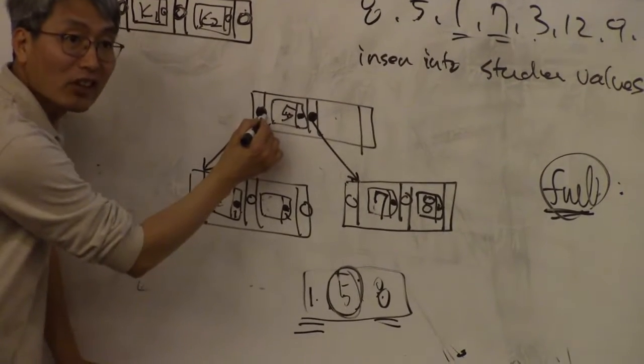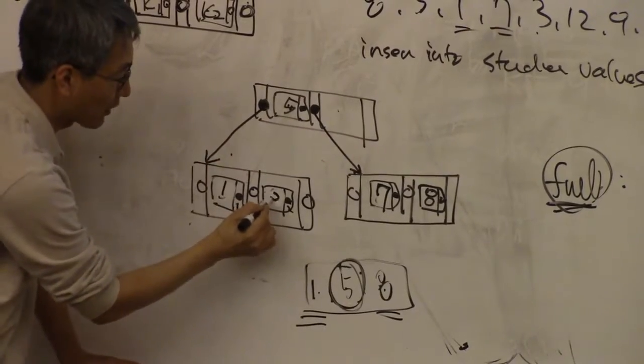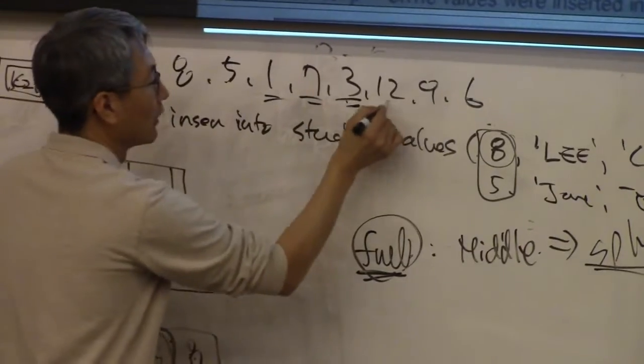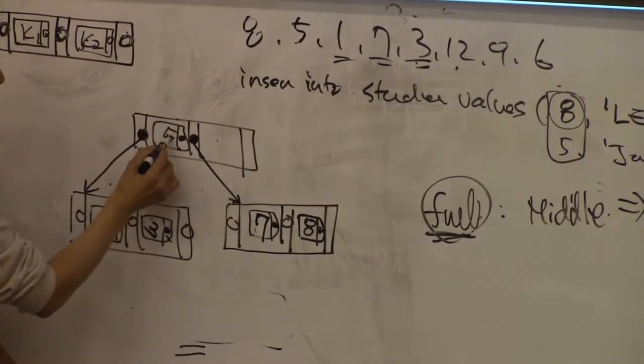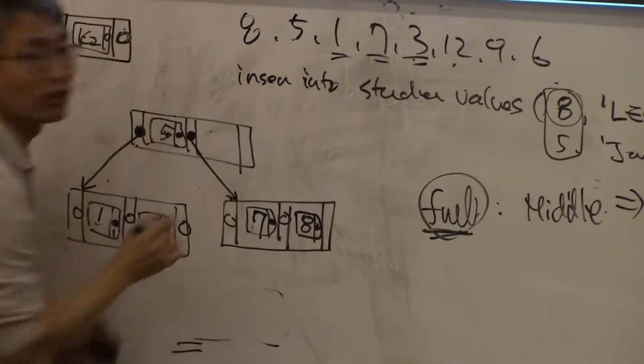3, first find the node. Less than 5. 3, we have a space. 3, no problem. What about the 12? 12 is bigger than 5. This one, no. We are not going to insert it in the middle.